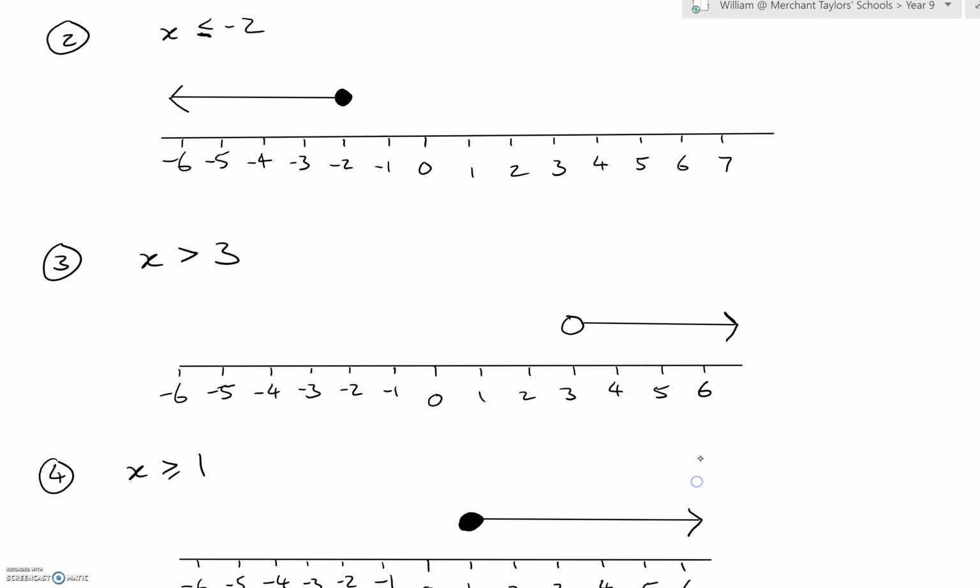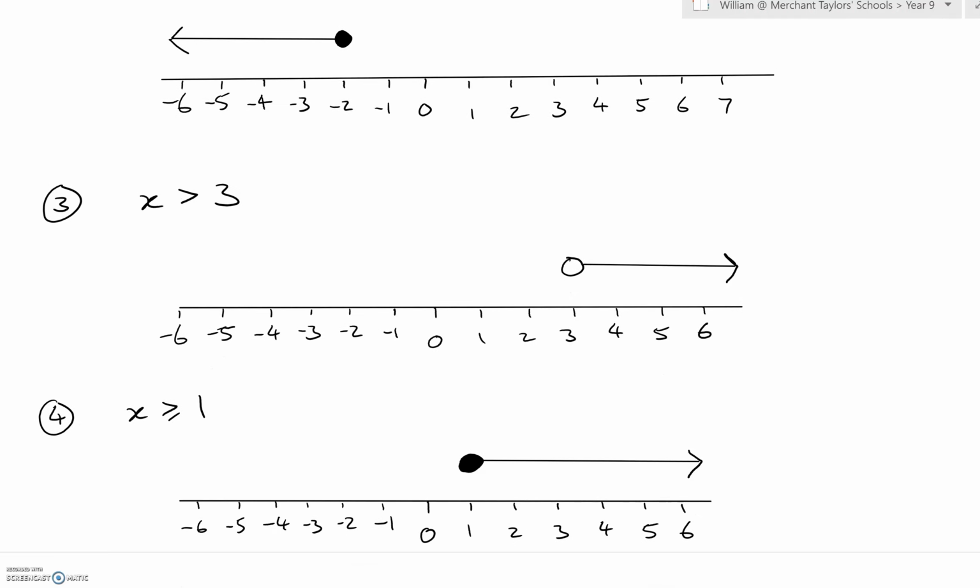Open circle for the strict inequalities, where you don't have it equal to, but when you've got it equal to, that little line underneath, we can include that value, we fill it in to show that we're including it. We'll have a look at another video and we'll go into slightly more complicated ones where we look at ranges of values and split inequalities, and then take it a little bit further and look at this on grids and graphs as well.